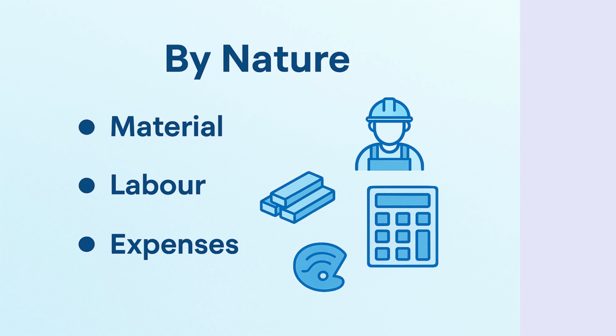The first method is classification by nature or element. Here, costs are divided into three main elements. 1. Material cost, the cost of raw materials. 2. Labor cost, wages and salaries. 3. Expenses or overheads, indirect costs like rent, fuel, or electricity.